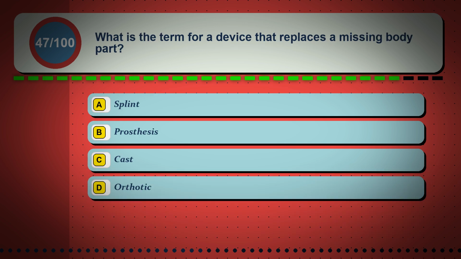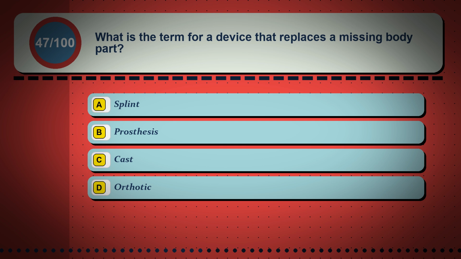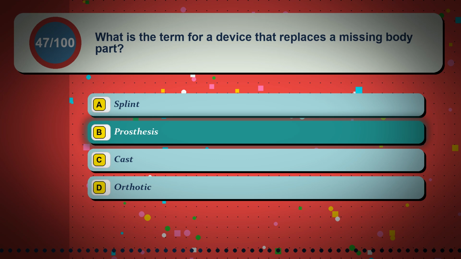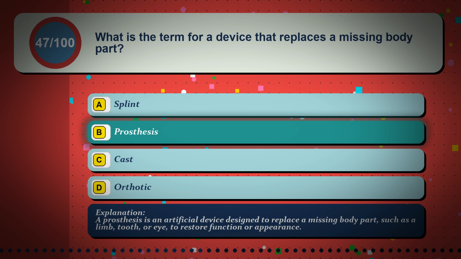Question 47. What is the term for a device that replaces a missing body part? Option A, a splint. Option B, prosthesis. Option C, cast. Option D, orthotic. The correct answer is option B, prosthesis. A prosthesis is an artificial device designed to replace a missing body part, such as a limb, tooth, or eye, to restore function or appearance.